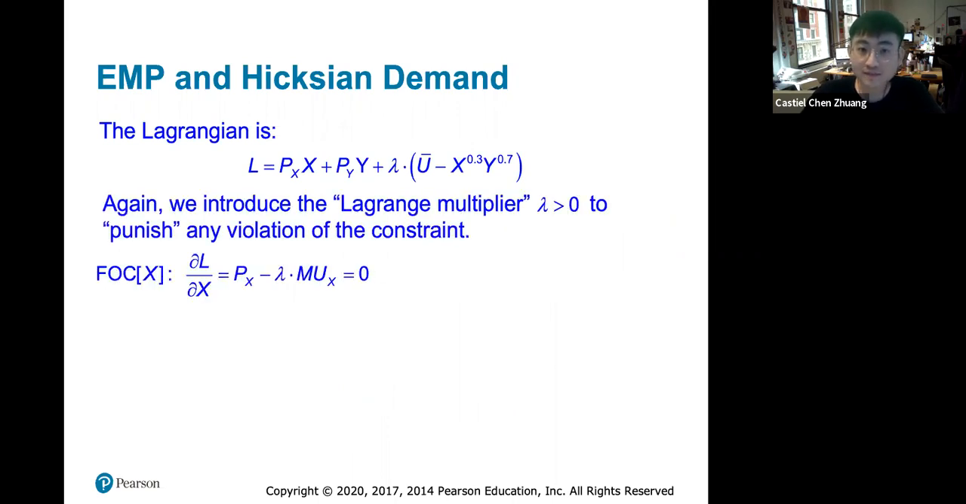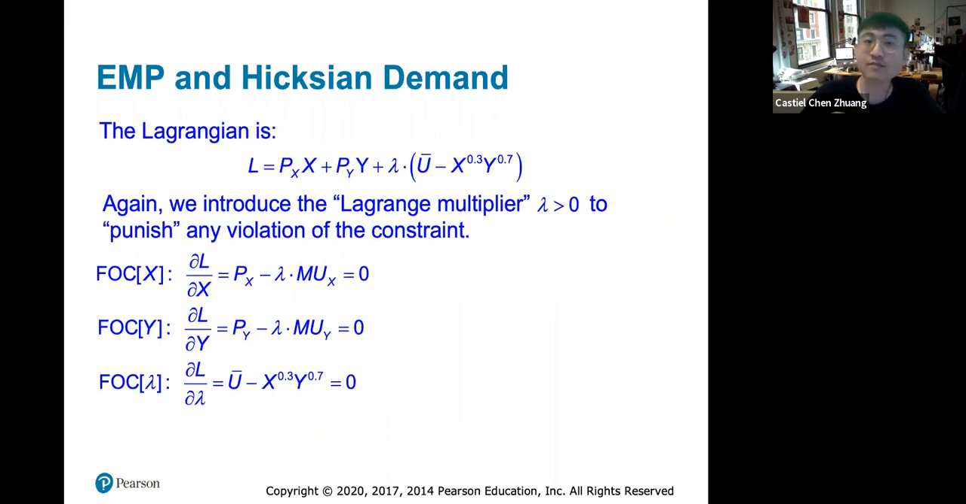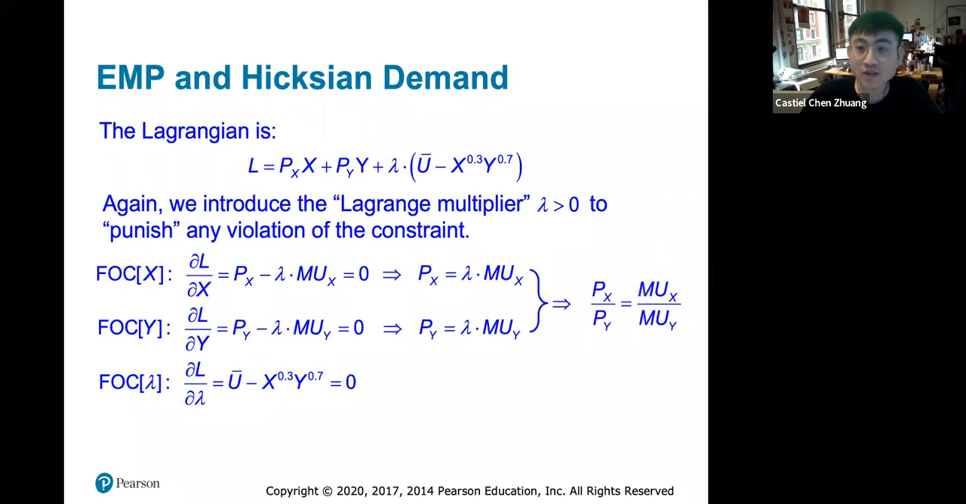And then we just take the partial derivative of the Lagrangian with respect to x, y, and lambda. And then we can rearrange those equations a little bit and see what we get. So we are still getting this equimarginal condition, which is the ratio of the marginal utilities is equal to the ratio of the prices. So that's the same equation that we get from UMP. Here we are still getting this equation.